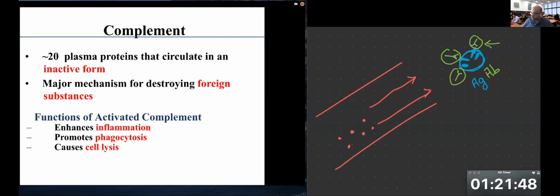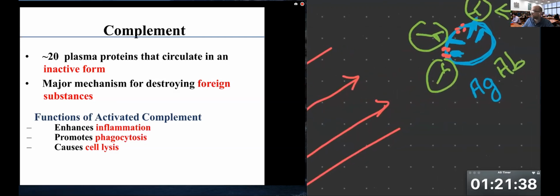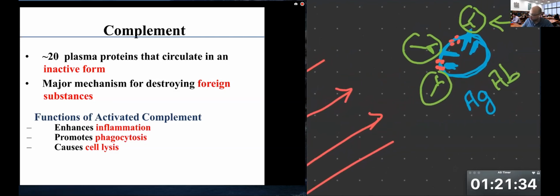So in order for me to destroy the marked cell, those plasma proteins that we call the complement will be forming pores within the cell membrane of the bacteria. And those pores will be causing the cell lysis.